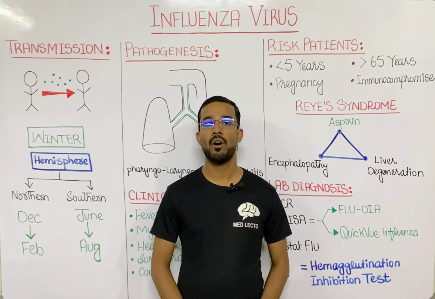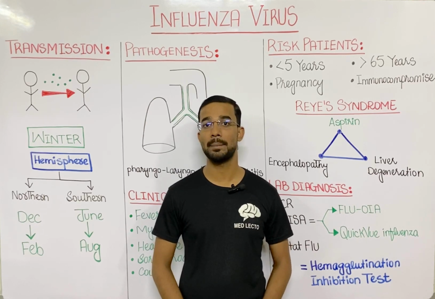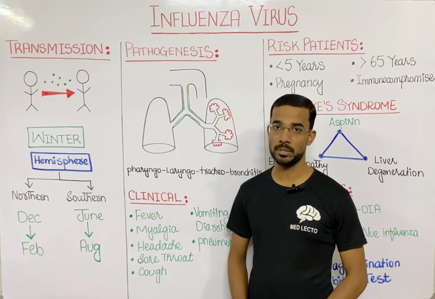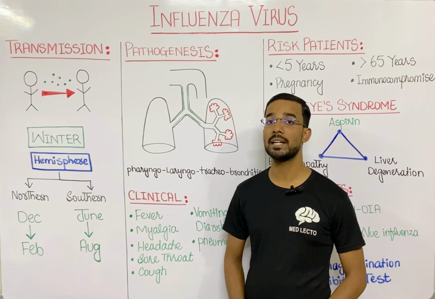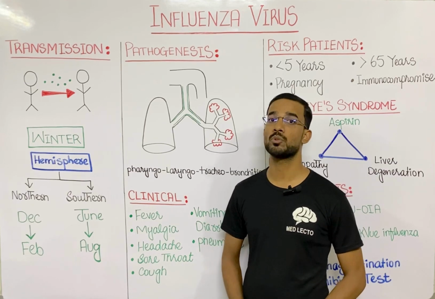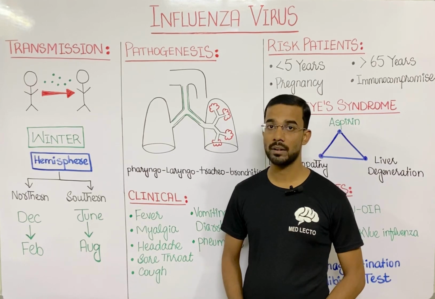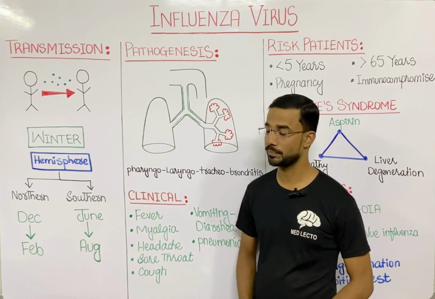In this lecture, we are going to discuss influenza virus transmission, pathogenesis, clinical manifestations, and the lab diagnosis. So let's get started. If we look at the transmission, influenza virus transmits through the respiratory droplets from one person to another, and it mostly affects the respiratory tract. The respiratory tract can be either the upper respiratory tract or the lower respiratory tract.